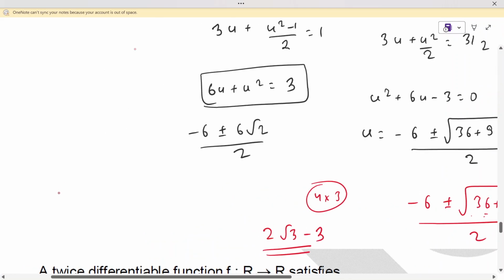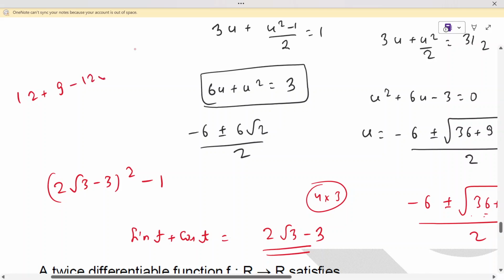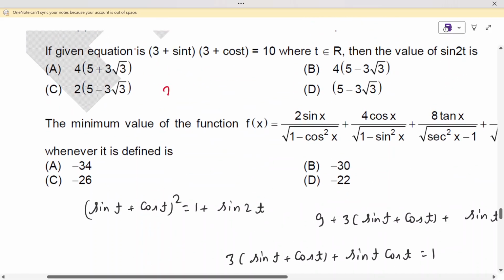Now square both sides. So (2 root 3 minus 3) squared, because it is sin t plus cos t, right? Now square both sides, so 1 + sin 2t should be equal to this thing. Now it is 12 plus 9 minus 12 root 3, minus 1. 24 minus 12 root 3. Got it? So 20 minus 12 root 3. Take out 4 as common. So 4 into (5 minus 3 root 3). I guess option B is correct, right?